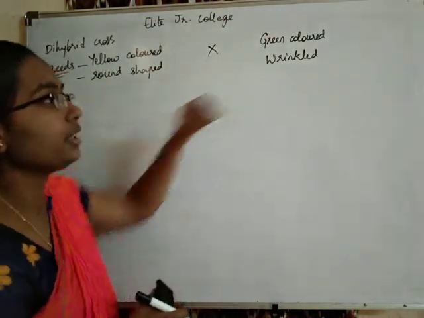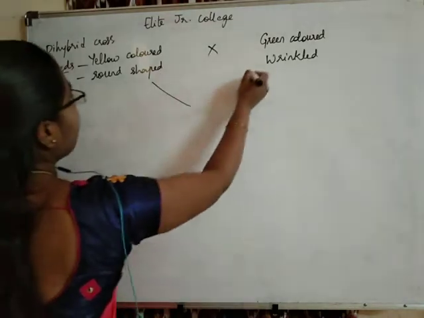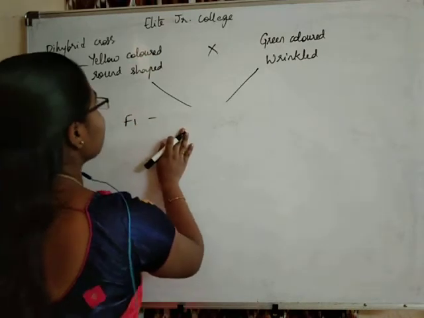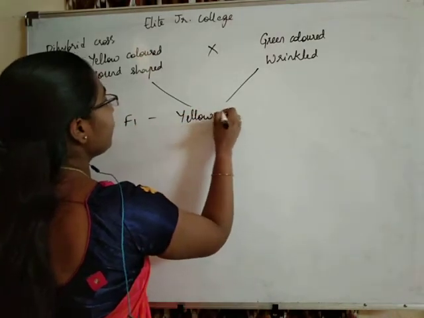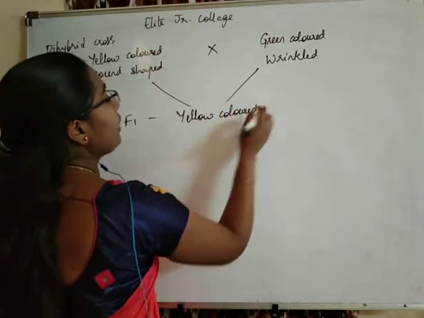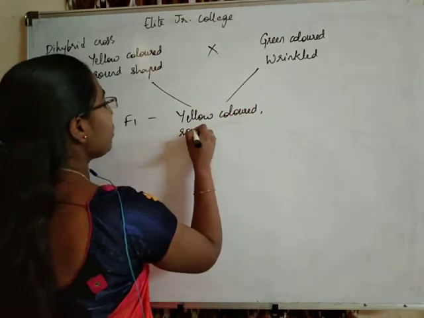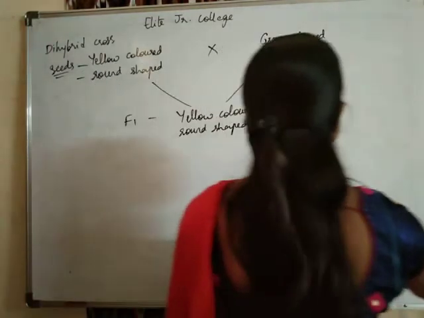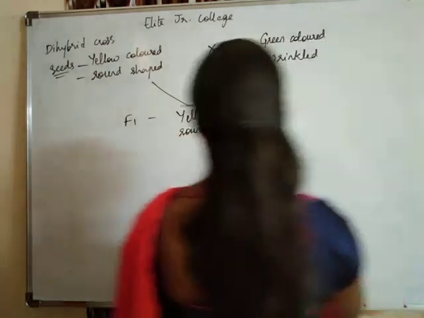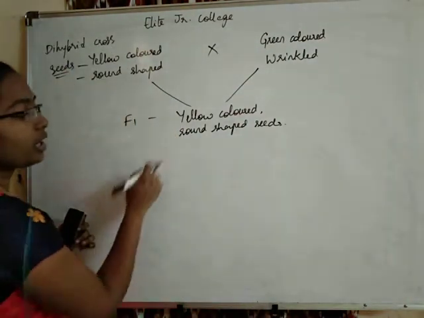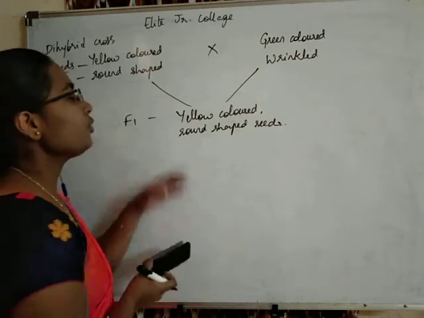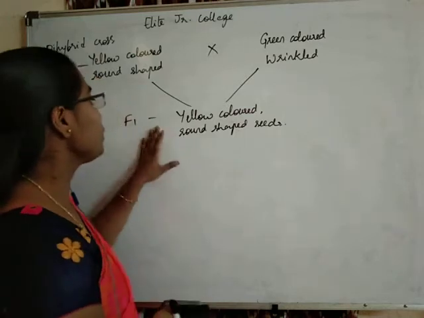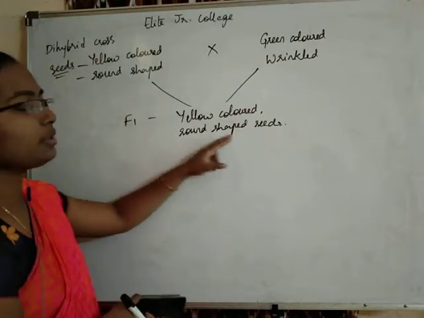As a result of this cross, all the plants obtained in the F1 generation had yellow colored and round shaped seeds only. From this observation it is very clear which character is dominant. In the F1 generation, yellow colored round shaped seeds have appeared.